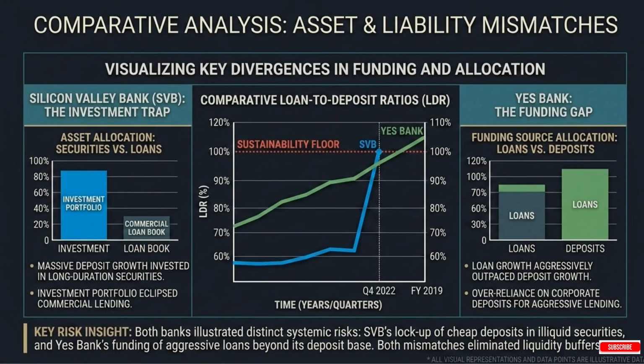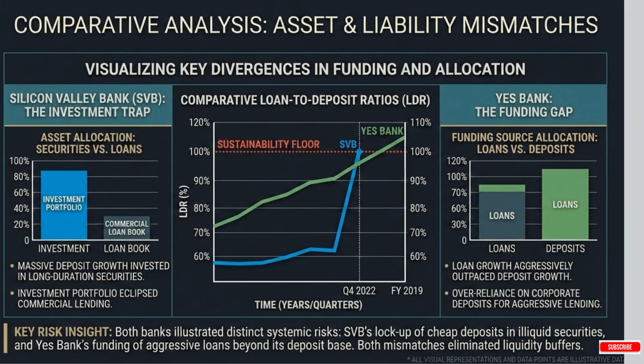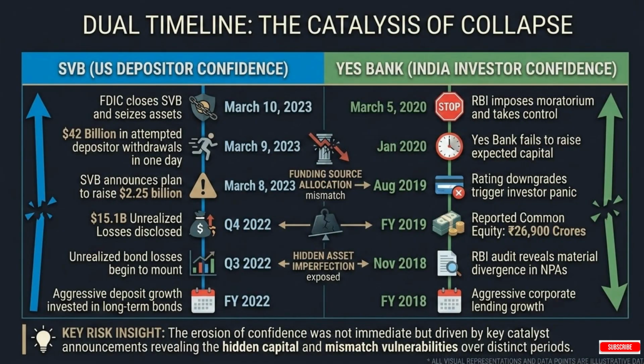Both banks exhibited distinct systemic risks. SVB fell victim to "the investment trap," locking cheap deposits into illiquid securities. Yes Bank suffered from "the funding gap," where aggressive loan growth outpaced its sustainable deposit base. Both eliminated critical liquidity buffers. The dual timeline reveals the key catalysts. SVB's crisis was an instantaneous depositor confidence drain, driven by financial announcements.